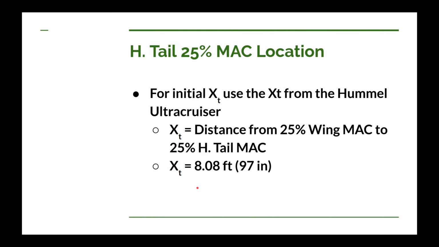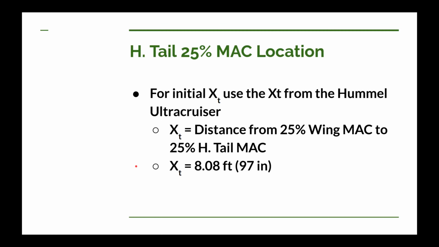Now we can change that if we need to. When we start to do our surface area calculation and we decide our surface area is too big for whatever reason it may be, maybe the tail won't fit in the trailer if it's too big, then what we can do is increase the X of T and move the tail farther back, and that'll end up letting us reduce the size of the tail.